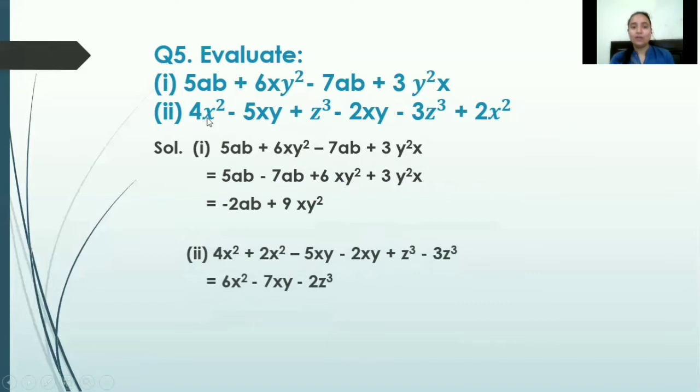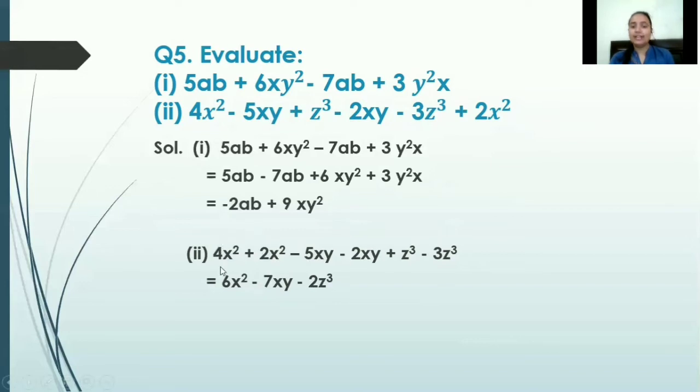Now see, 4x square, we can club it together with 2x square. So 4x square plus 2x square. Then minus 5xy minus 2xy. Then plus z cube and minus 3z cube. Properly written with no sign change. Sign is same. Now just add them.